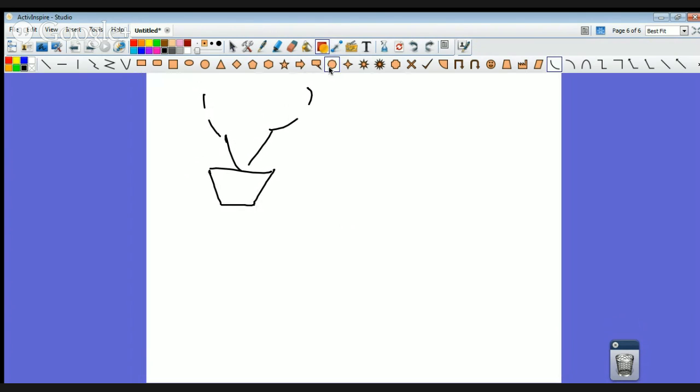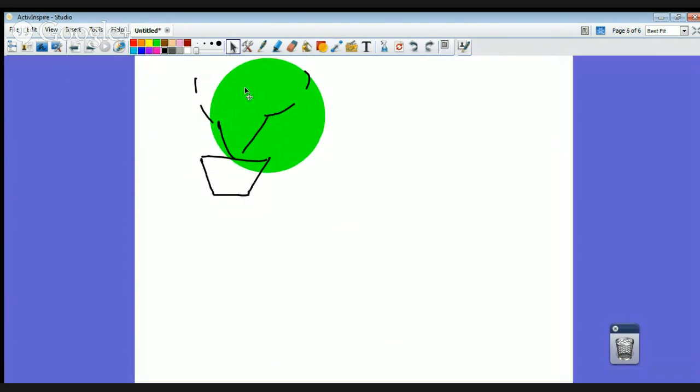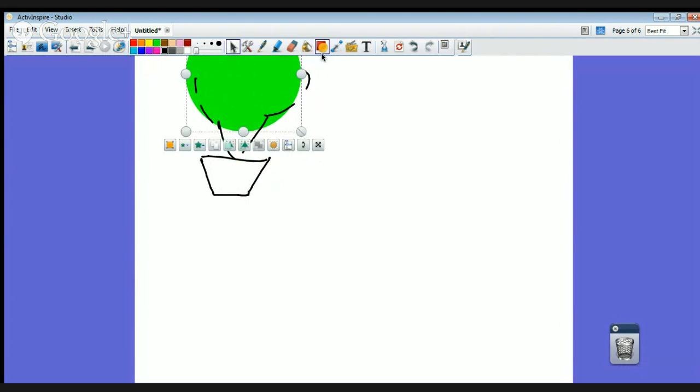Oh, actually, I've got shapes. Hang on. There we go. It's a nice big green hot air balloon.